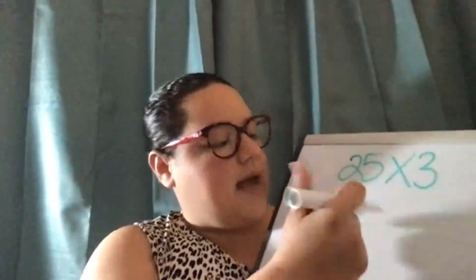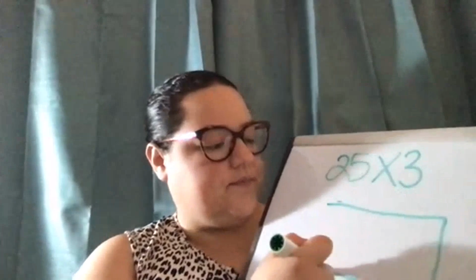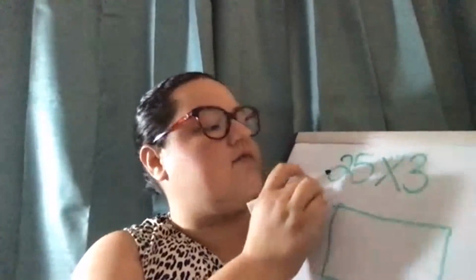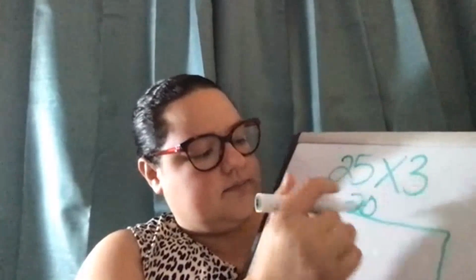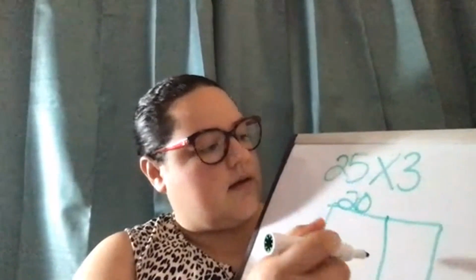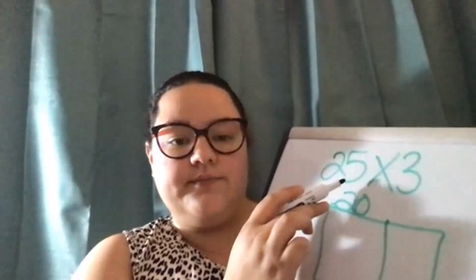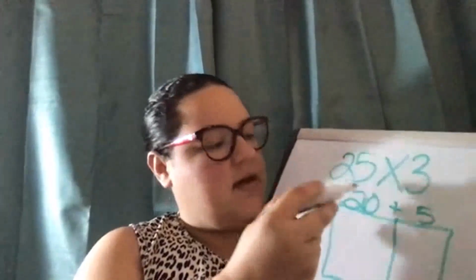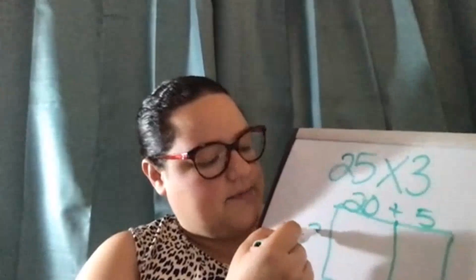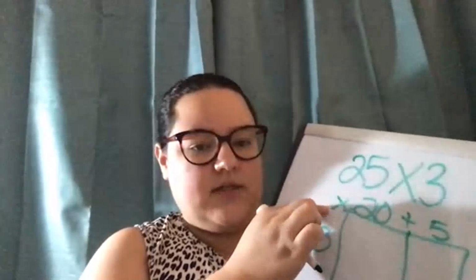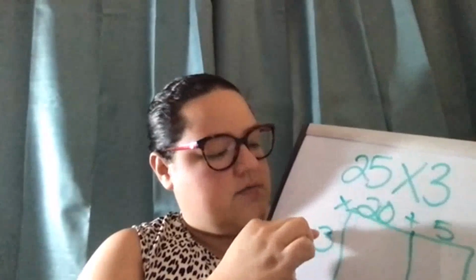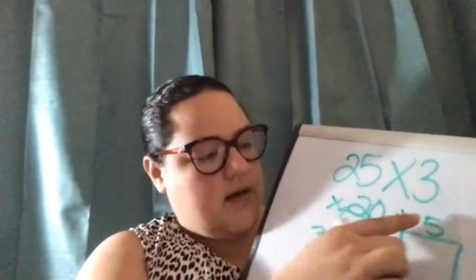How many tens do we have? We have 2 tens. 2 tens is our 20. And then how many ones do we have? 5. So that 20 plus 5 is our 25. And we're going to multiply that by 3. If you want to put a multiplication sign right here, you can. Just remember you're multiplying 20 and 3, then 5 and 3.